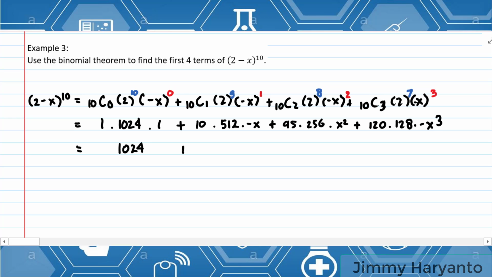Okay, let's calculate this. 1024 is the first one. The second one is negative, sorry, I have to change this into negative: 5120x. For the third one, 45 times 256, it's 11520 x squared, and then the last one, negative 120 times 128, is 15360 x cubed. This is the first 4 terms of (2 minus x) to the power of 10.